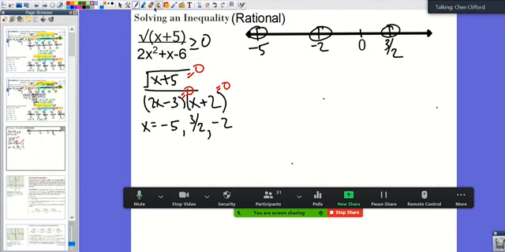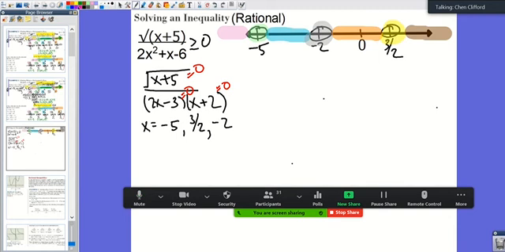Now we got red or pink, green, blue, gray, orange. What other colors can I use? Yellow. And, I'm running out of colors over here. Let's go with brown.